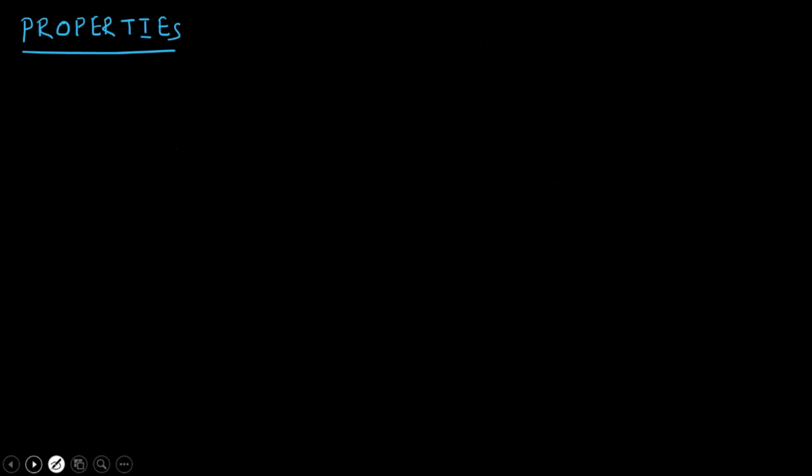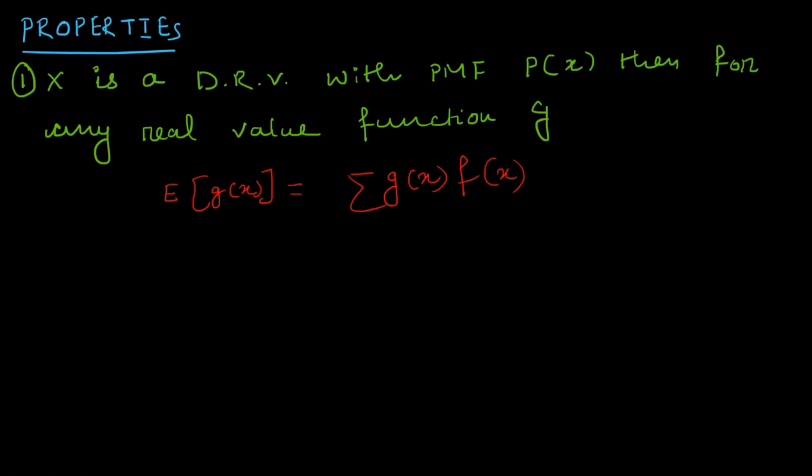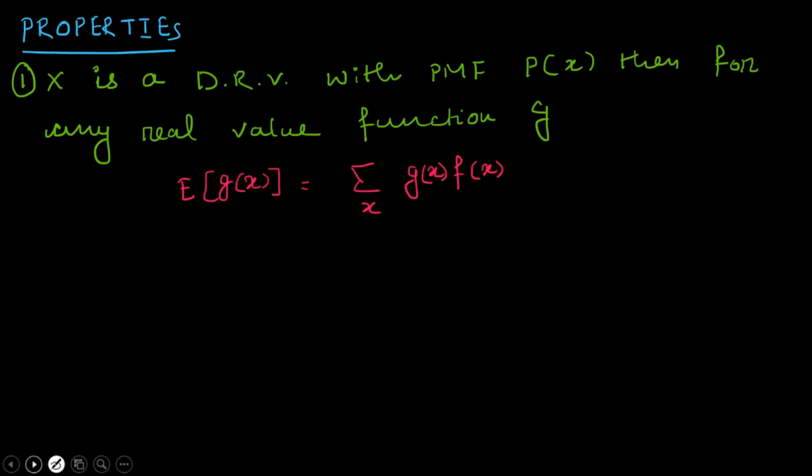Let's discuss more about this, the properties associated with it. The first property is when x is a discrete random variable. We're talking about discrete random variables, so summation will be a useful tool here. So if the PMF is given by p of x, and for any real valued function g we want to find the expectation of g of x, then p of x will be multiplied with g of x instead of multiplying with x. Correct?